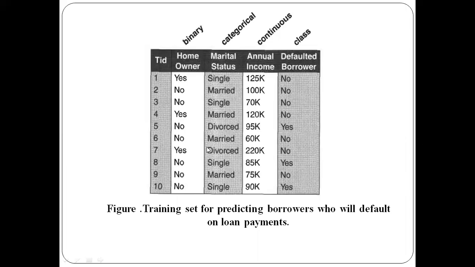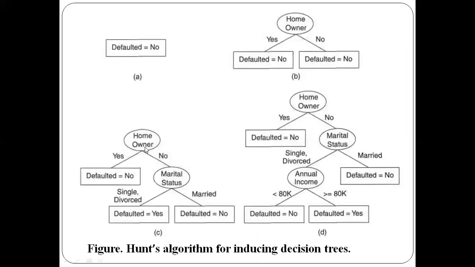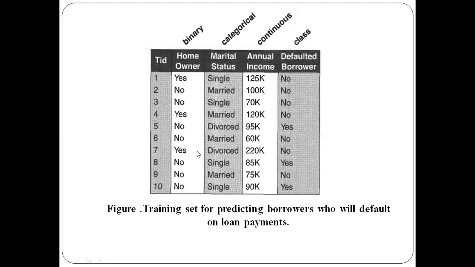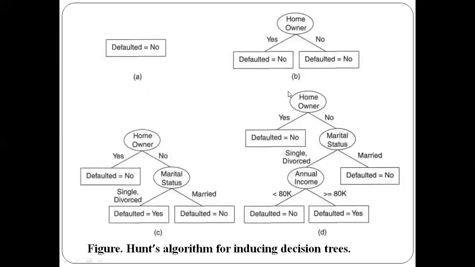So the majority: for the people who don't have their own home and whose marital status is single and divorced, they have not repaid the loan, so the class label assigned is defaulted borrower yes. For the married people who do not have a home, the class label is no here. So for the married people who do not have a home, the class label is no, so we have assigned defaulted equal to no.